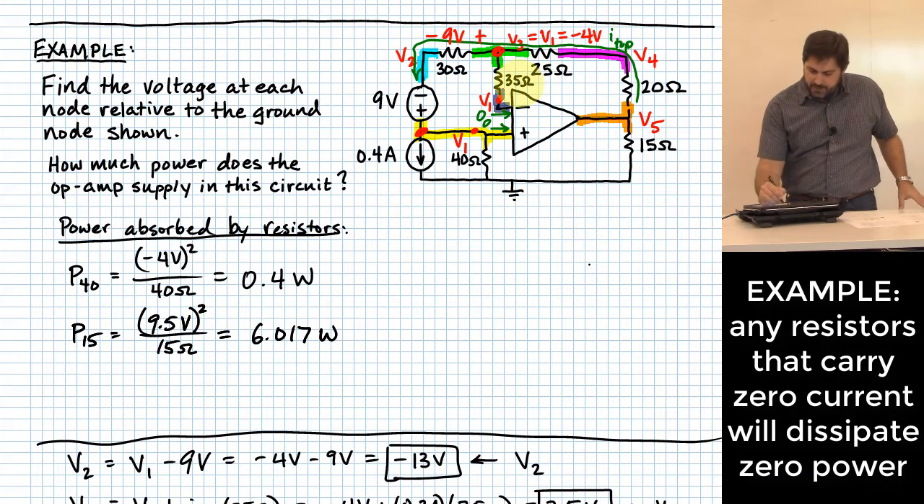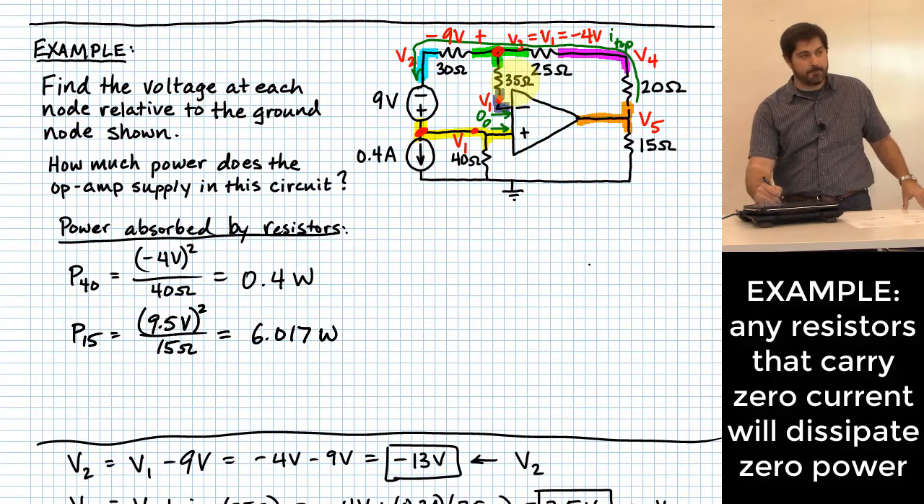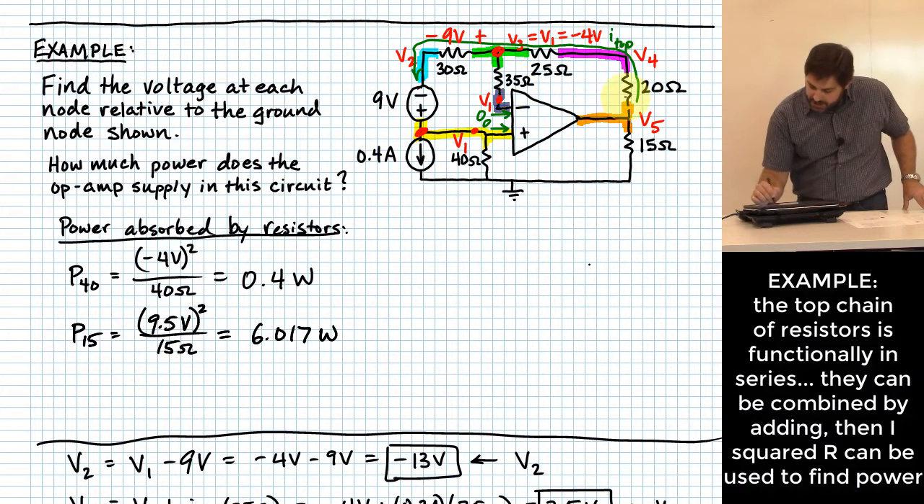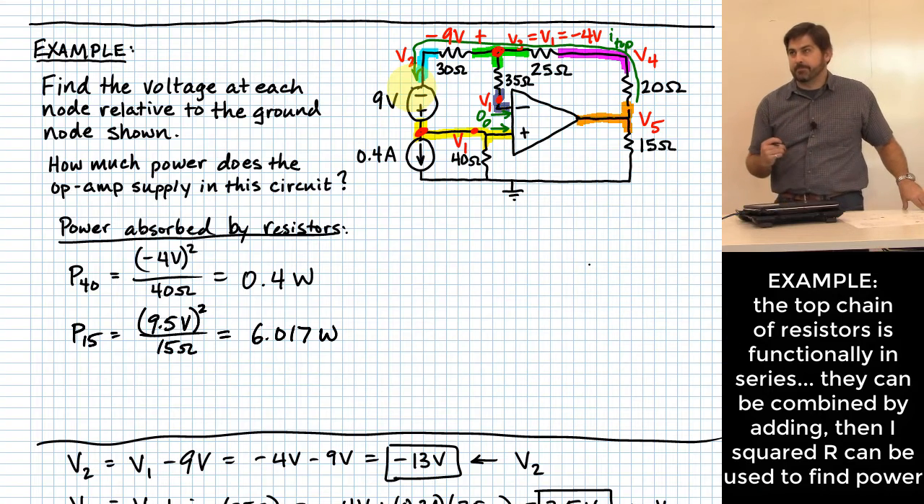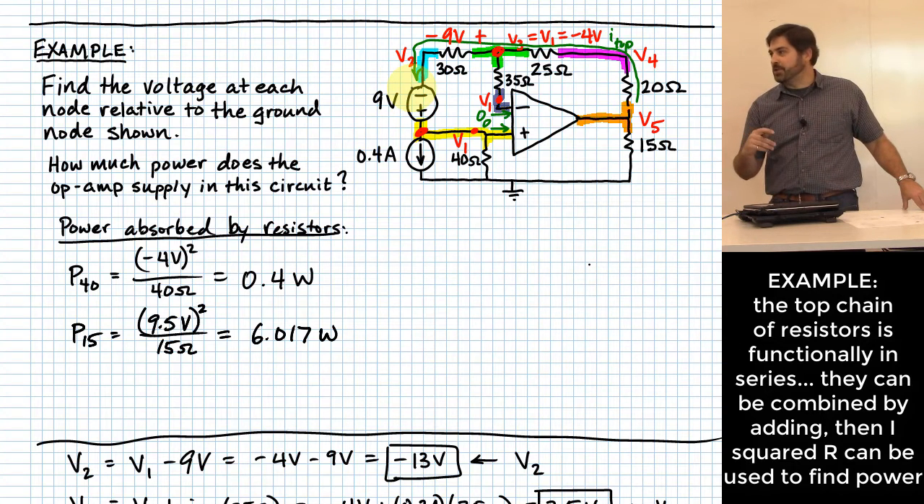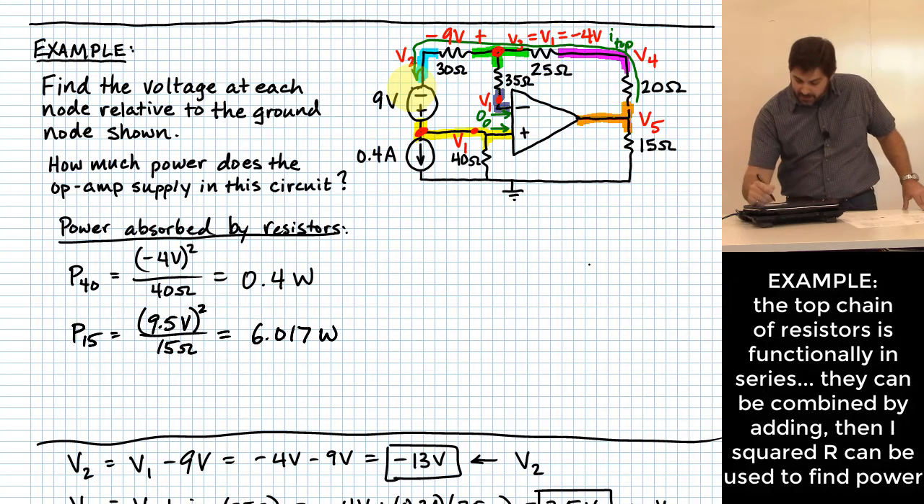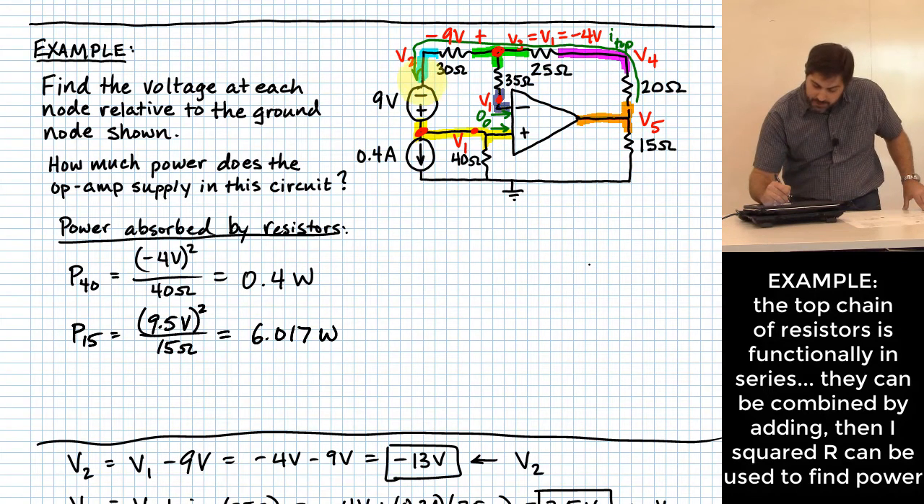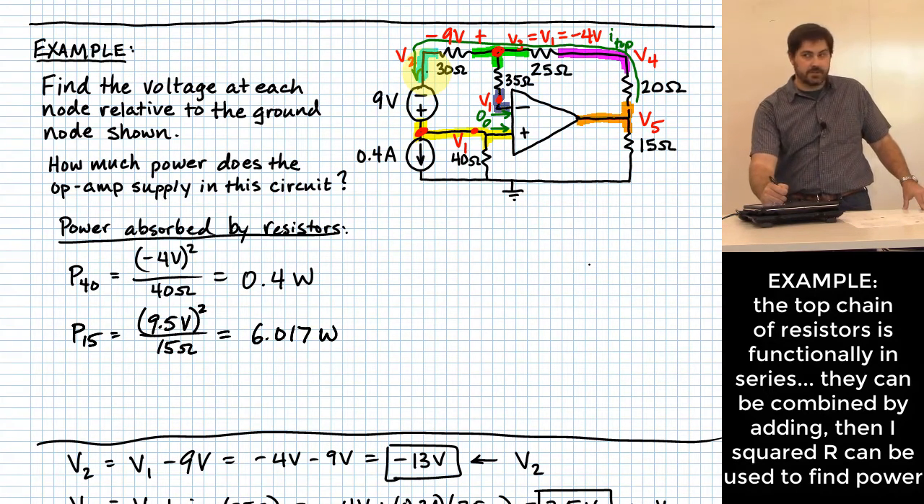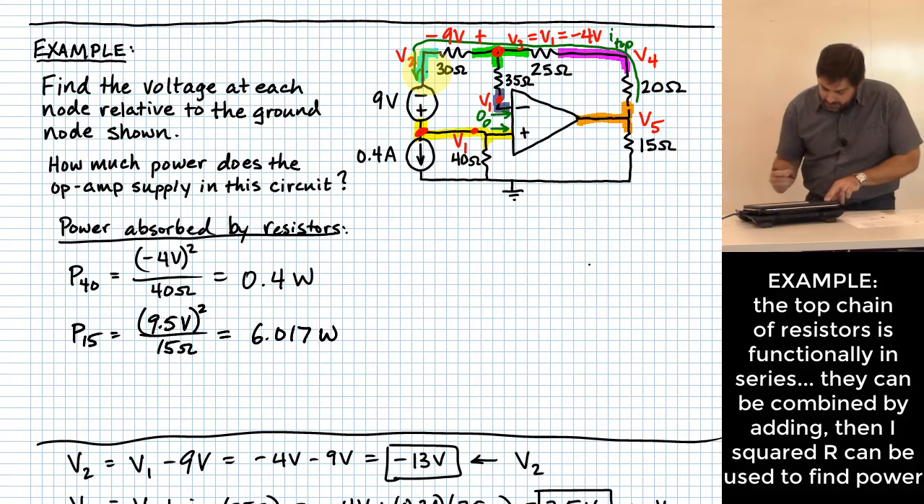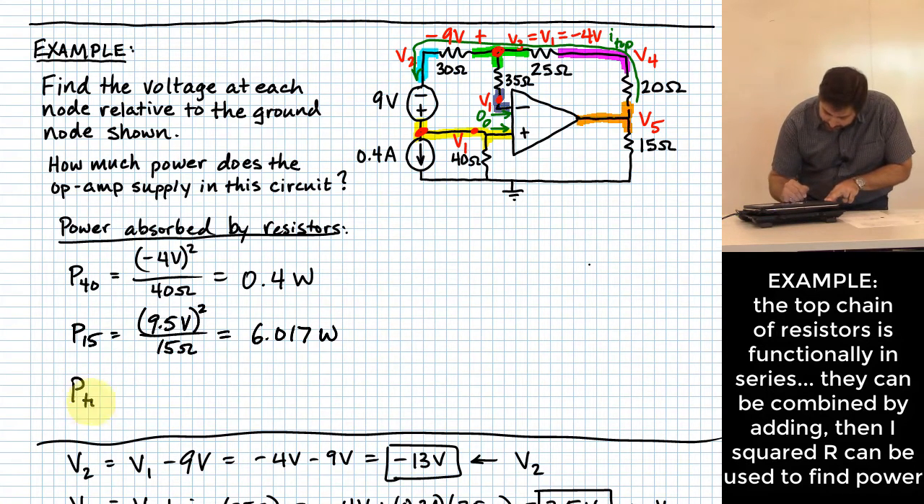What about the 35 ohm resistor? How much current flows through the 35 ohm resistor? 0. I squared R says that's 0 power on the 35 ohm resistor, so I'll just leave it off. Okay? What about this chain of resistors up through the top? Yeah, we might as well just combine all those together because we have a uniform current flowing through those. It's like they're in series, right? So I'm going to just say P top.